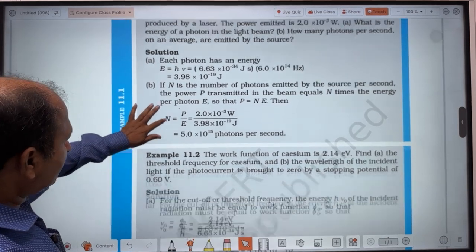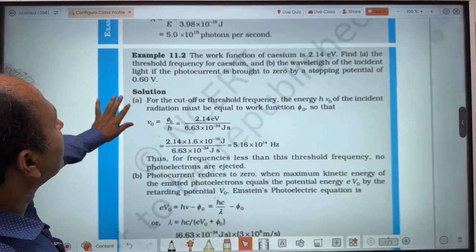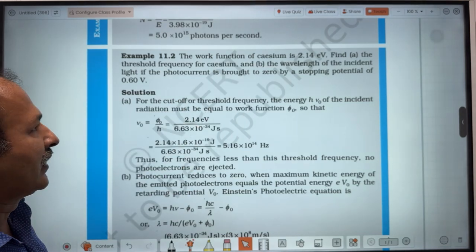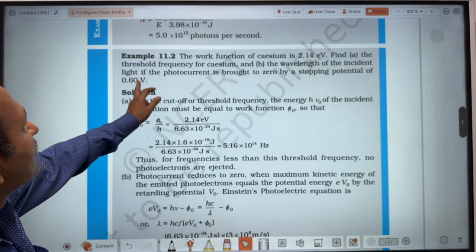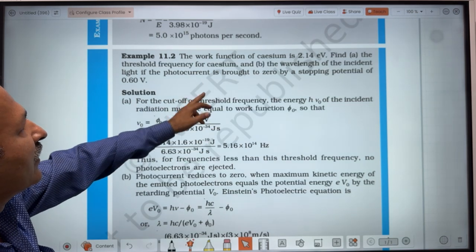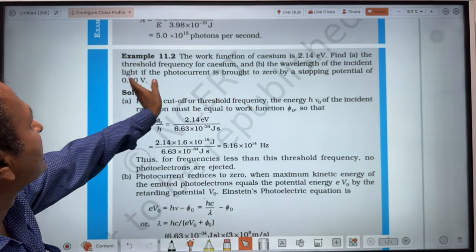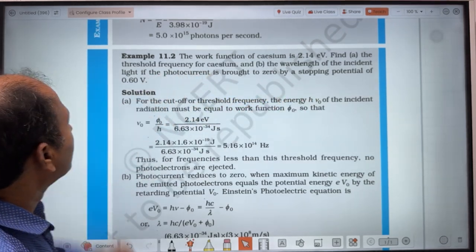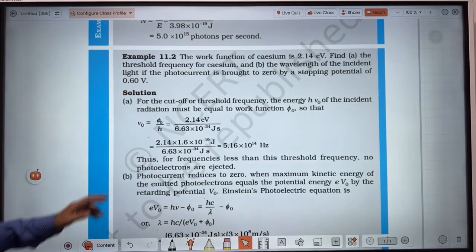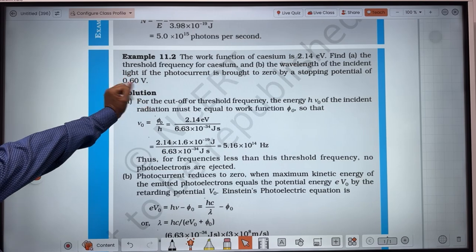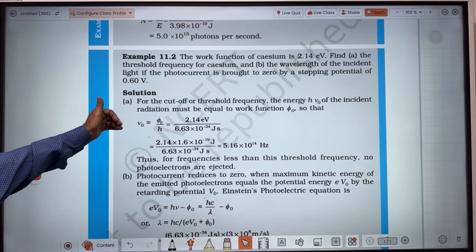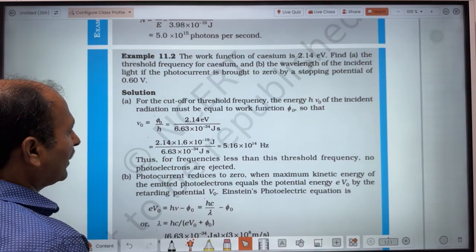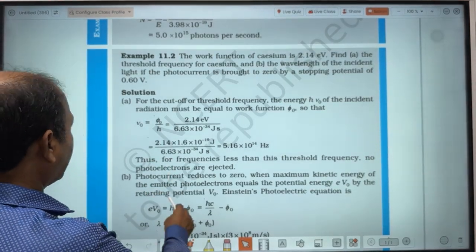Now, there is another question. This question says the work function of cesium is 2.14 electron volt. Find the threshold frequency for cesium. The wavelength of the incident light is such that the photocurrent is brought to zero by a stopping potential of this much. Here, the stopping potential is given. It means we can find the maximum kinetic energy, right? And then we can apply Einstein's formula, and then we can get the related value.